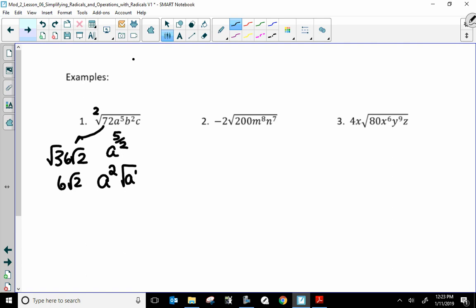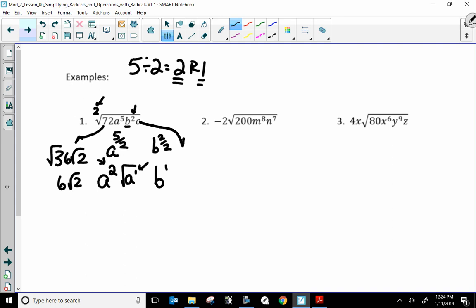Again, 5 divided by 2. It goes in twice with a remainder of 1. So 2 come out. 1 remains in. All right? Now, my b's. Okay, I have 2 divided by 2 is 1. And there's no remainder. So 1b comes out. So I have b to the 2 over 2. That's like b to the 1. That's it. Done.